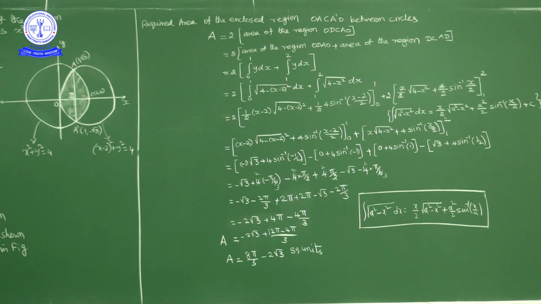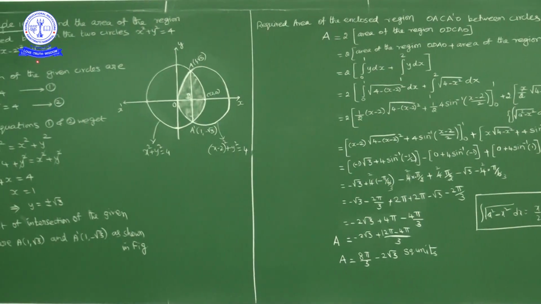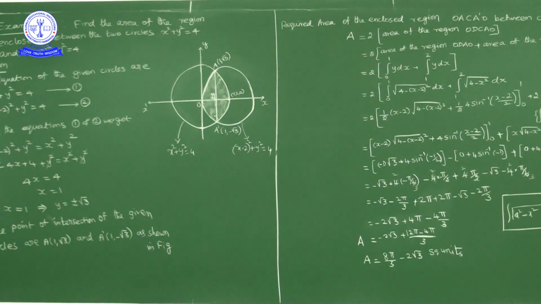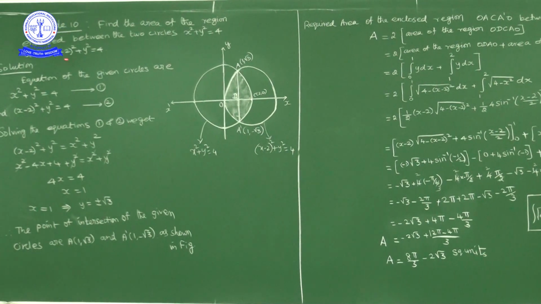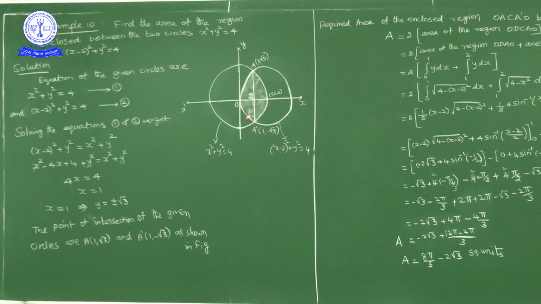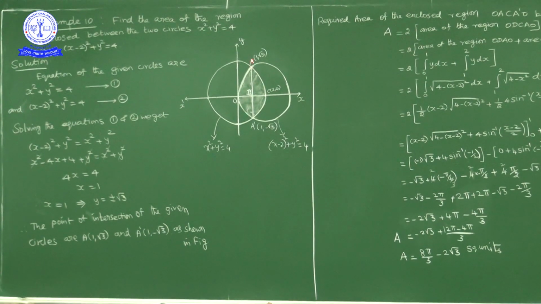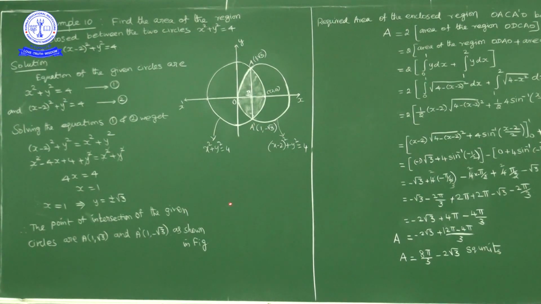Okay, now I'll repeat once again. Here the question is to evaluate the area of the region enclosed by the circles x square plus y square is equal to 4 and (x minus 2) whole square plus y square is equal to 4. Now, two circles. First circle has center (0, 0) and radius 2, second circle has center (2, 0) and radius 2. By solving these two circles we got that they intersect at the points A (1, root 3) and A dash (1, minus root 3).